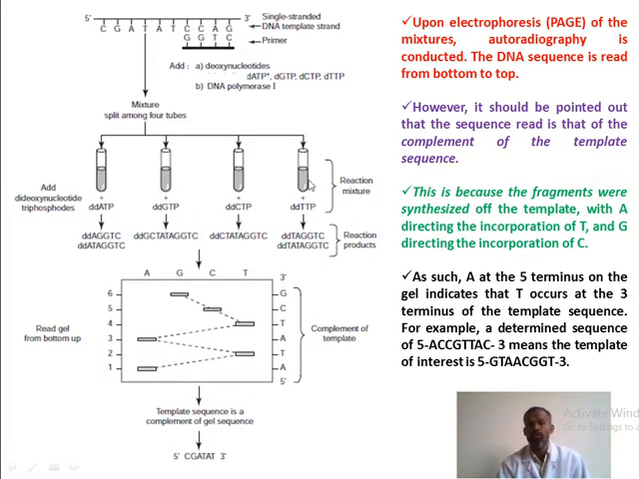Each tube has a specific dideoxynucleotide: dideoxy adenine, dideoxy guanine, dideoxy cytosine, dideoxy thymine. All the tubes have the enzyme and deoxynucleotides, but in the 4 separate tubes only one dideoxynucleotide is available. So each tube has a specific dideoxynucleotide. Remember this one.